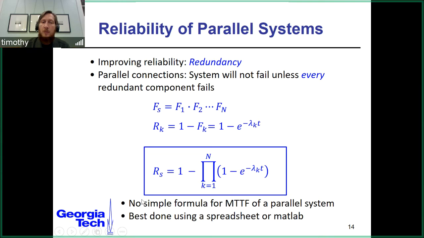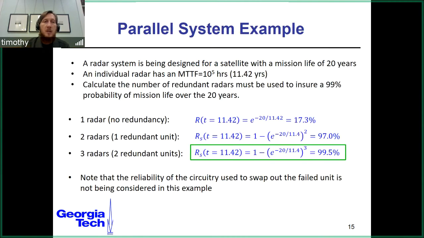There's no simple formula for mean time to failure of a parallel system, so that's best done using a spreadsheet or MATLAB. So consider that we have a radar system, and the radar system is being designed for a satellite with a mission life of 20 years.